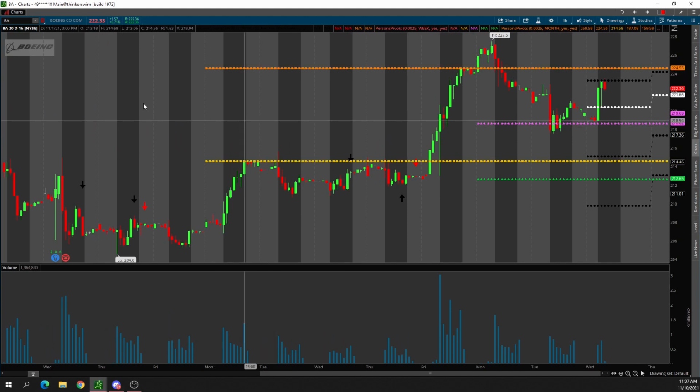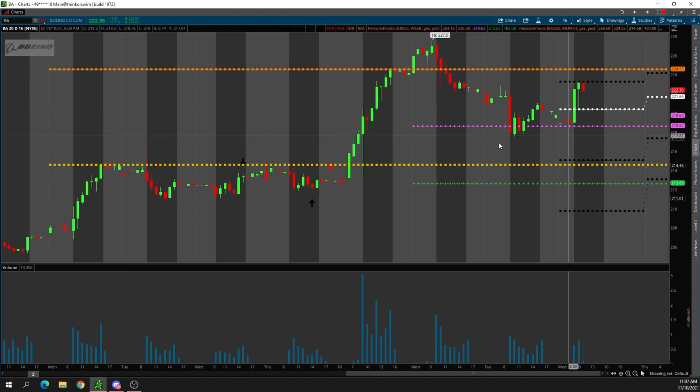As we can see right here on Boeing, these are all of my Pearson's pivots that I have set up, and we're going to talk about my exact setup in a few minutes. Basically, at the beginning of the month, because this is the monthly Pearson's pivot, it said Boeing was going to have resistance here. It also said it would have resistance here. At the beginning of the week, it said it would have support here. And at the beginning of the day, it said it would have support here and resistance here. And as you can see, Boeing did pretty good at treating these areas as support and resistance.